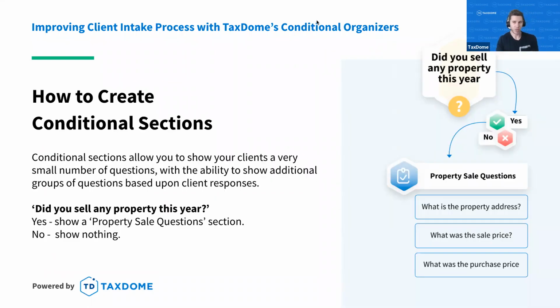What you can do now is add conditions to entire sections. For example, if you ask your client, did you sell any property this year? And again, these are purely for example's sake. You can add this to anything. You can say, did you incorporate your business? And then if yes, ask those follow-up questions. But if someone says, yes, I sold property, you can then ask them a whole suite of questions that you need from them based off of that information.